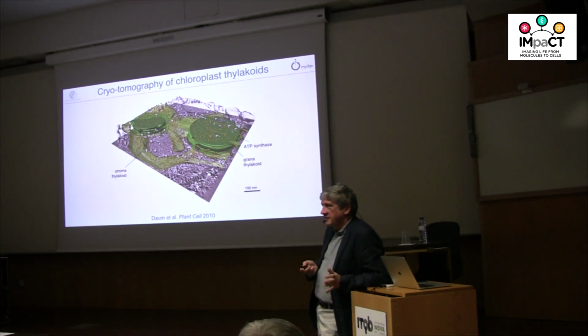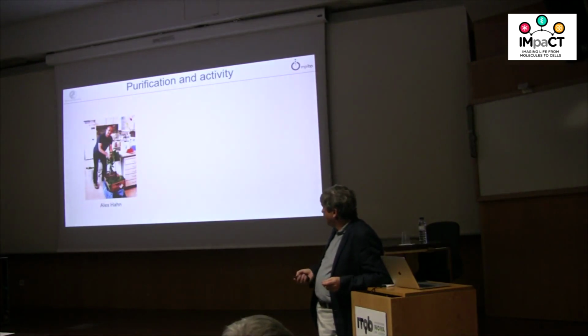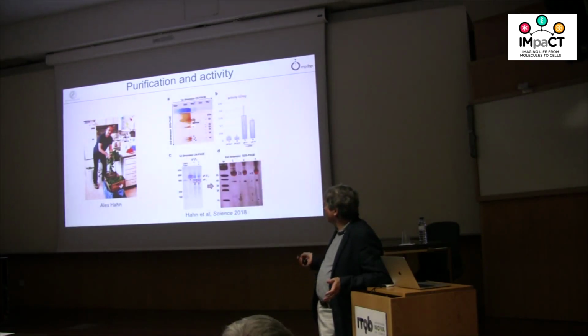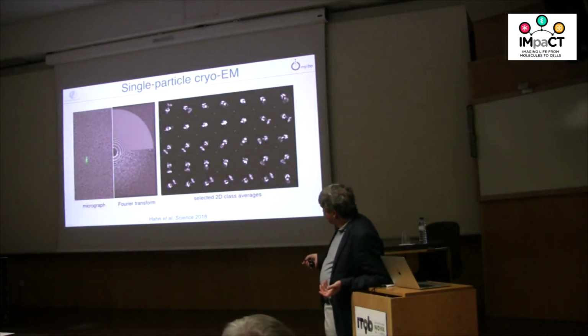So cryo-EM is essential. If you want to know what these things look like, how they work, as a total, intact complex, this is your best bet. So this is Alex Hahn, who took this project. This is a picture taken, I think, 2015 roughly, and he got himself some spinach from the local market, which is full of chloroplasts, and chloroplasts are full of ATP synthase. And you can isolate it, and he has shown that it's very pure, and that it's active, which is not straightforward, but he showed it's active, and then this is now the cryo-EM image.